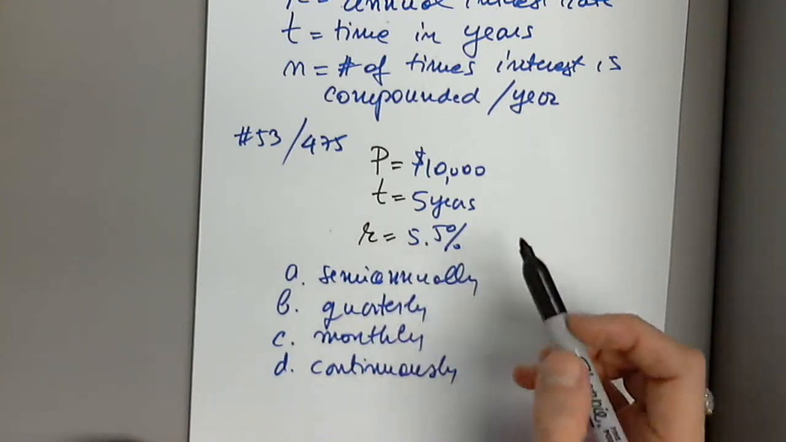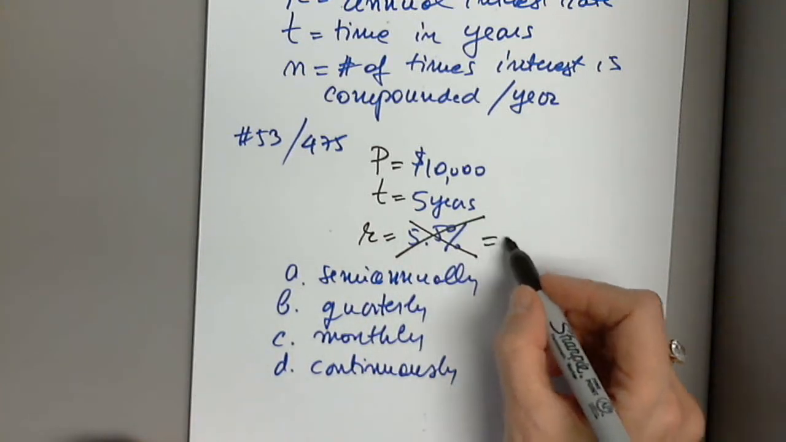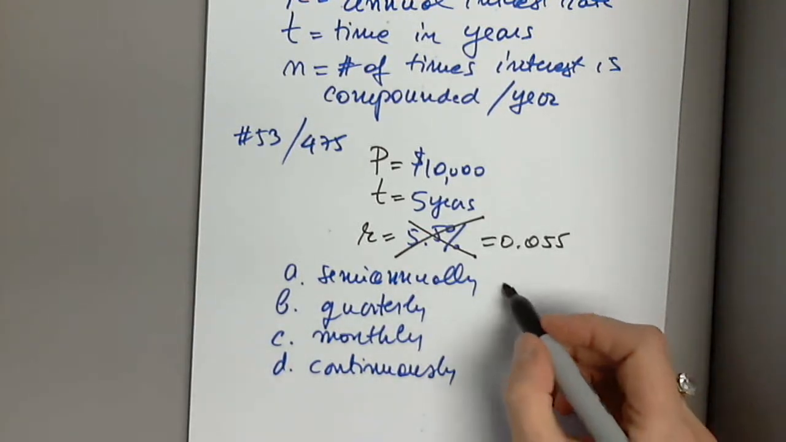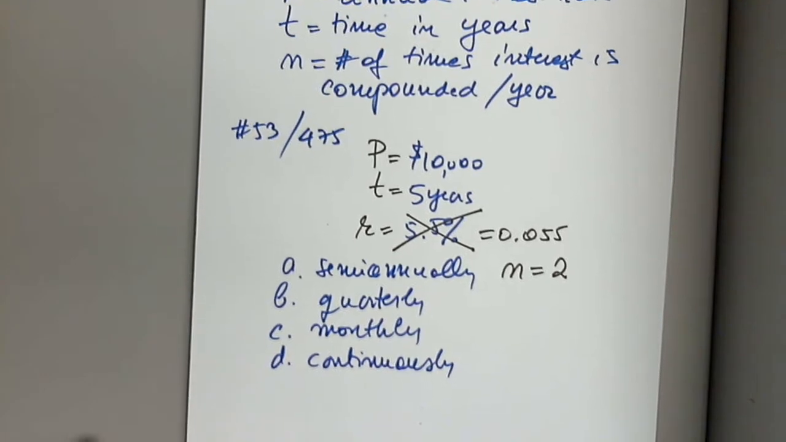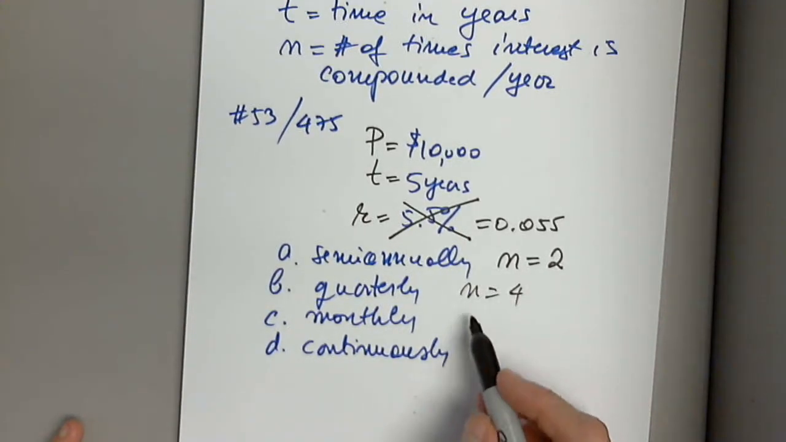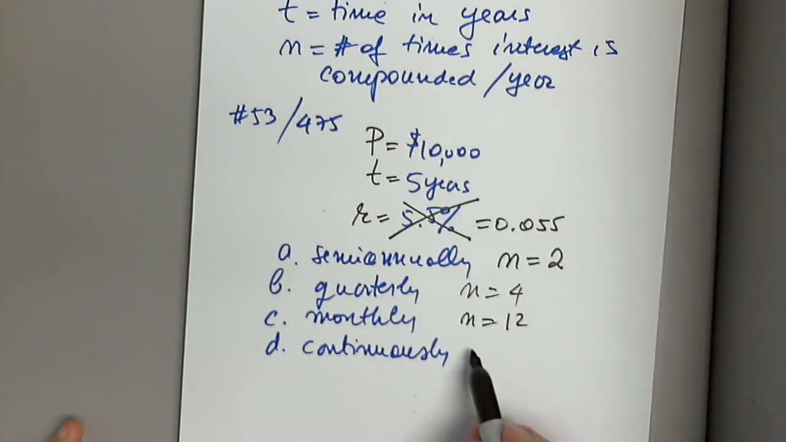What does 5.5% represent? Very good. Keep in mind, it cannot be used in percent. It has to be changed into decimal numbers. What does semi-annually mean? N equals 2. Quarterly, N equals 4. Very good. And monthly, N equals 12. And here there is no N. For continuously compound interest, there is no N. It's done every second.